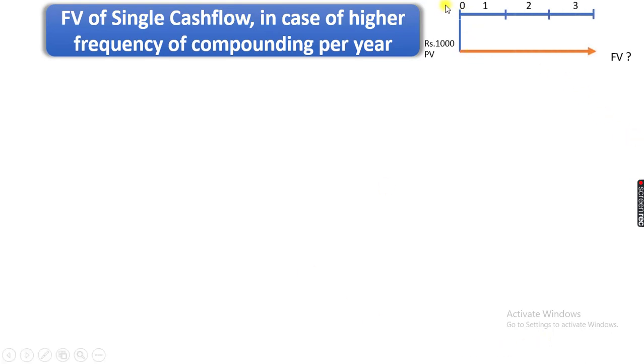Here we are taking the same example where we have 1000 rupees cash flow in hand and how much it would be worth after 3 years at a given rate of interest. That is what we calculated in the previous video. But in this video, we will be discussing how the future value is going to change if the frequency of compounding is at a higher rate per annum. Let us look at how it works out.